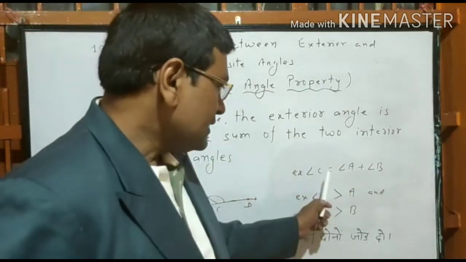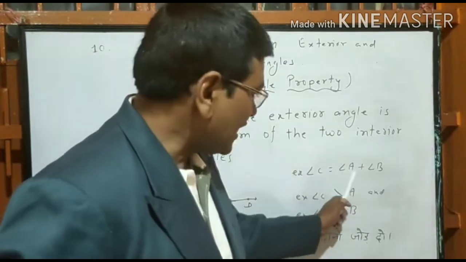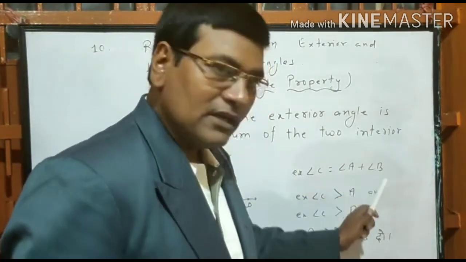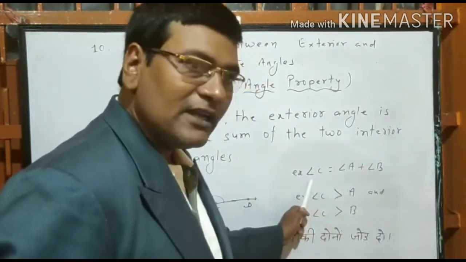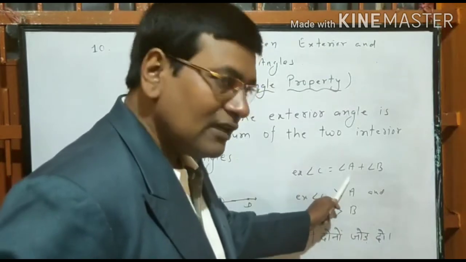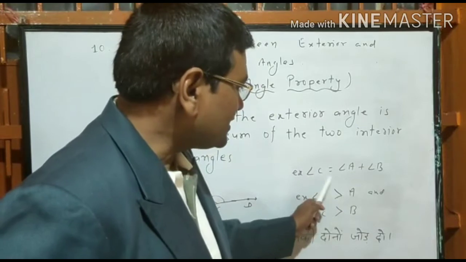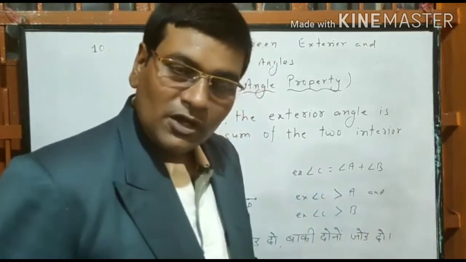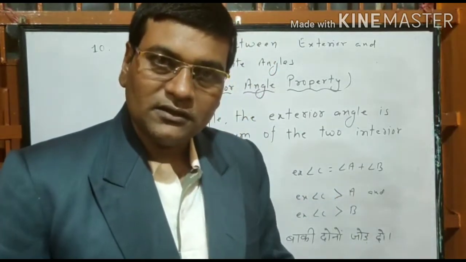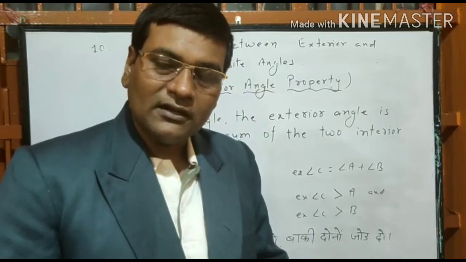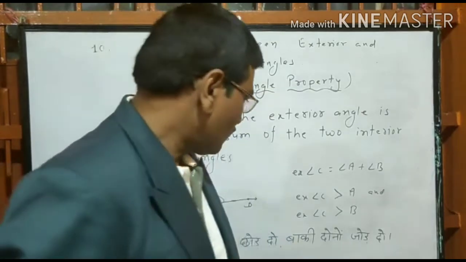And now, since exterior angle C is sum of angle A and angle B, that means exterior angle C is greater than angle A. And also exterior angle C is greater than angle B because it is the sum of the two angles. And sum is greater than the addends.